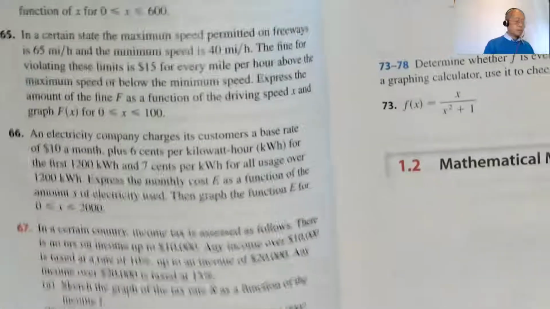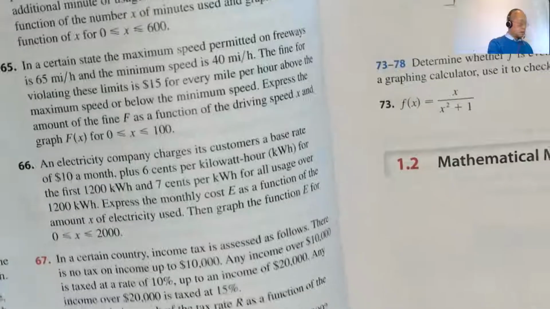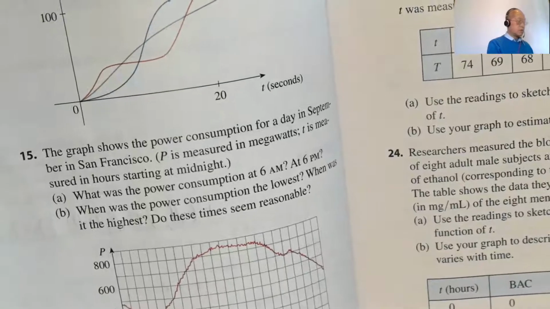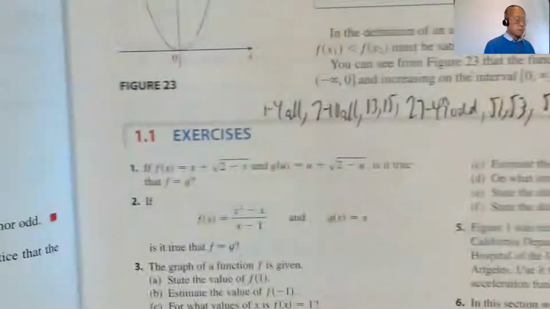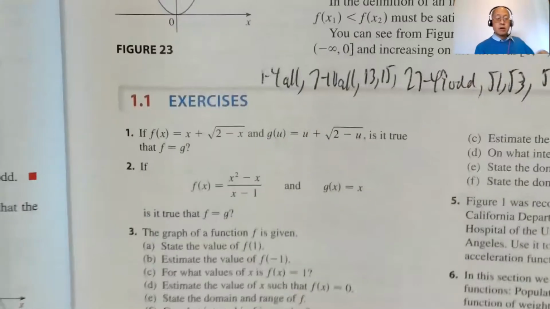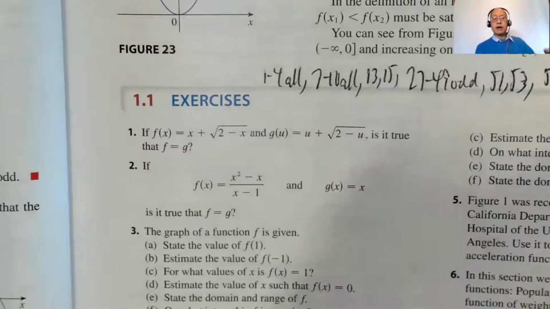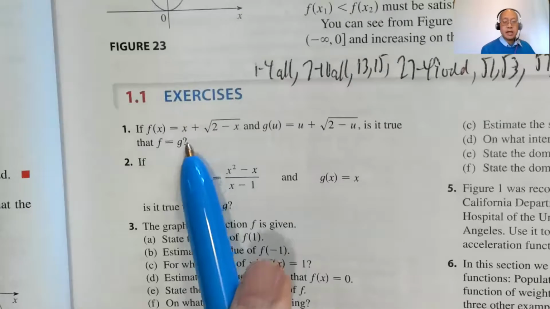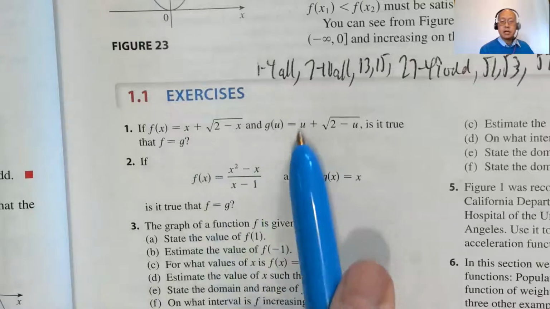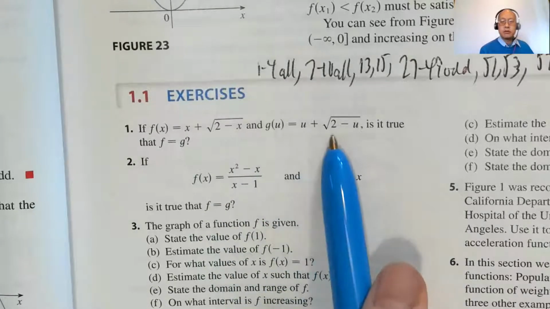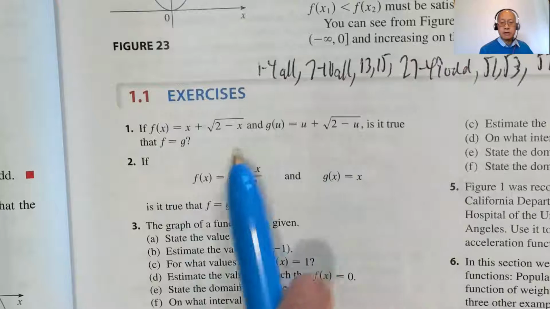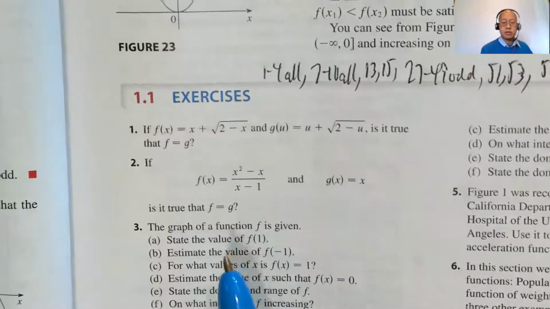Some more there. Okay. Now we'll go over a lot of problems. So in my demonstrations lecture, I'll quite often just do a whole bunch of problems from the homework. Number one is simply a matter of, are these the same function or are they not? F of x is x plus radical 2 minus x. G of u is u plus radical 2 minus u. They are the same function. You're just changing letters there. So number one is a yes, they are the same function.